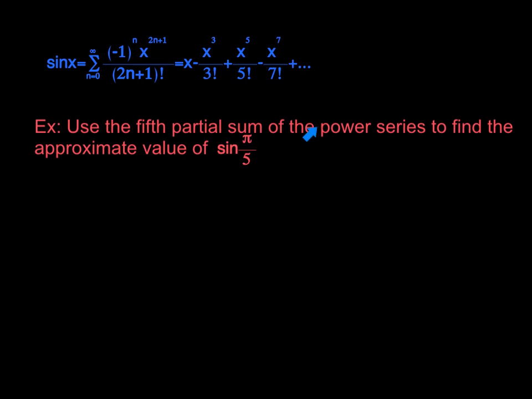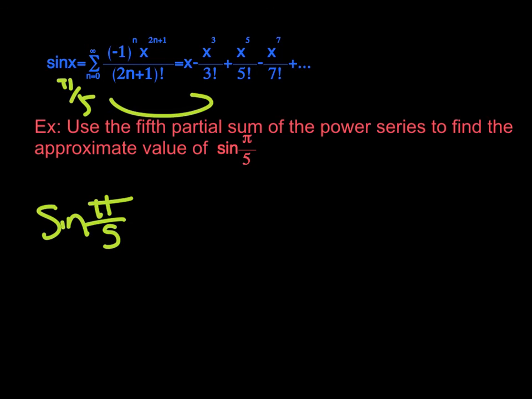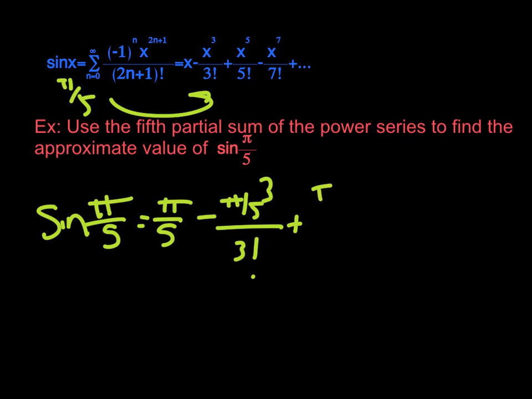So I want to use the fifth partial sum to approximate the sine of pi over 5. So I'm just going to plug it in. So my sine of pi over 5, so my pi over 5 is my x, is going to go into all of these. So I have pi over 5 minus pi over 5 cubed over 3 factorial plus pi over 5 to the fifth over 5 factorial, sorry, not 4 factorial, 5.